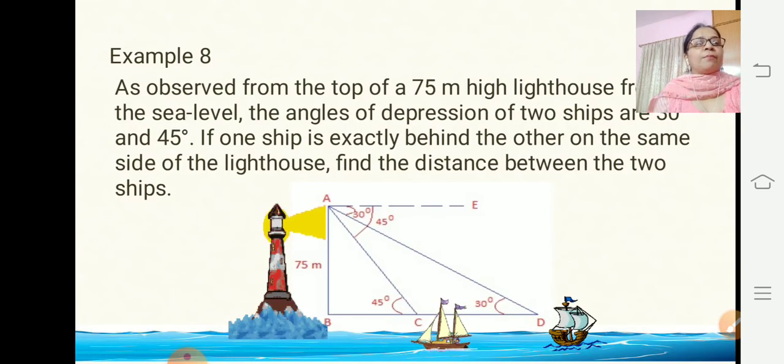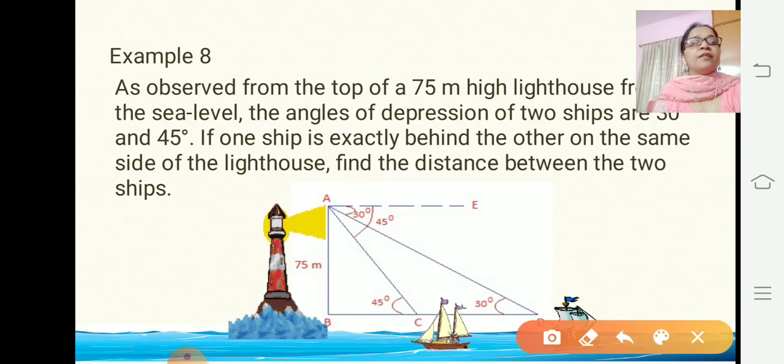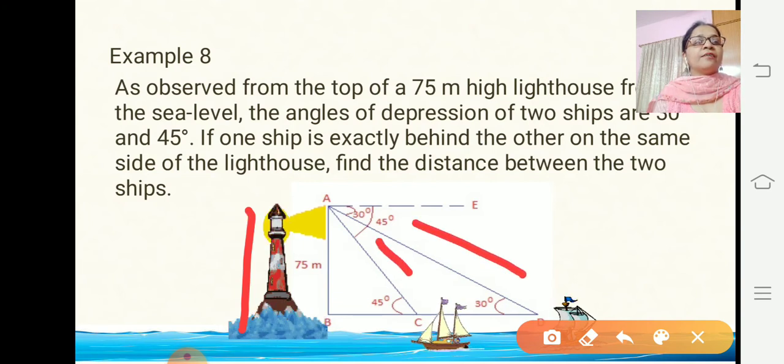Now next example. As observed from the top of a 75-meter high lighthouse. So this is a 75-meter high lighthouse. The angle of depression from the top of two ships are 30 degree and 45 degree. So from the top when it is observed, these are the angles 30 degree and 45 degree. There are two different ships.